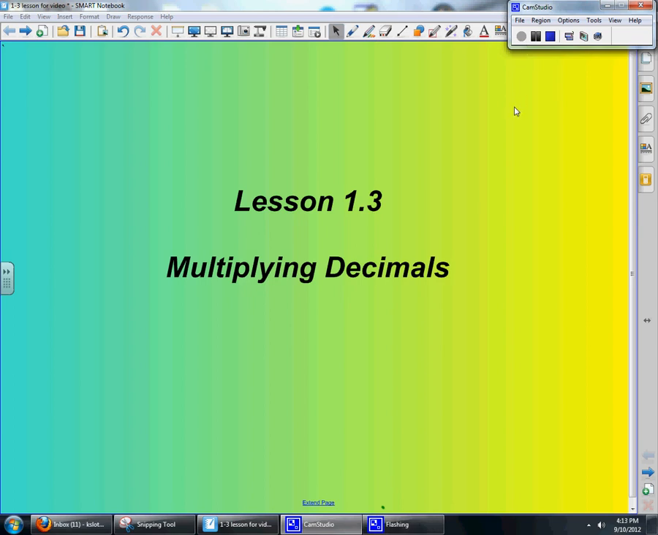This is lesson 1.3, multiplying decimals. Please get out your notebooks and copy the title of the lesson down and get ready to take some notes.